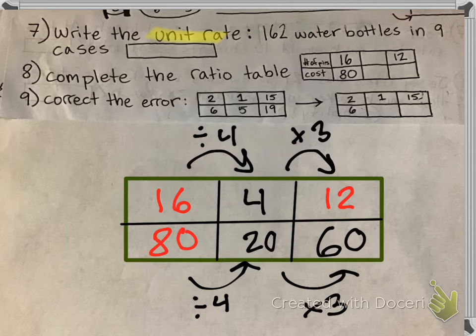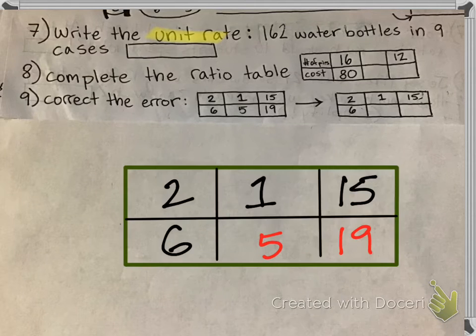The last one, I want you to correct the error. We have to correct this ratio table. What do you think the person was thinking when they made these errors? What do we think, Gore? They were subtracting and adding. Yeah, they were doing subtraction and addition. So they did -1 here and then plus 14 here. And we see that same thing, -1 here, plus 14 here.